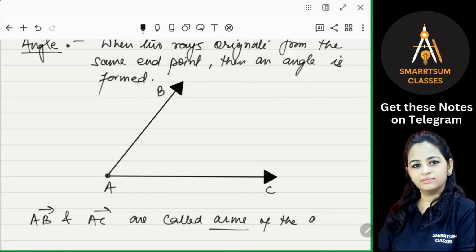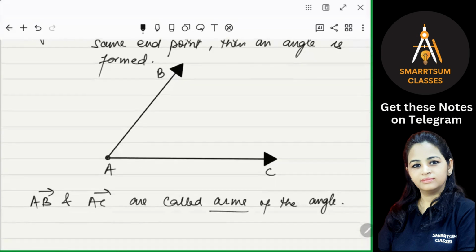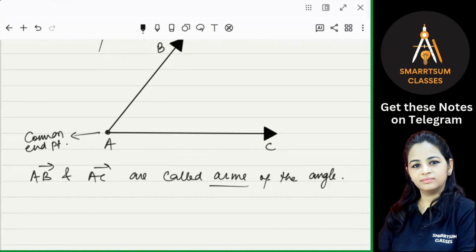Is it clear? And you can see here that they are originated from the same endpoint. What is the endpoint? This is the common endpoint, A. A is the common endpoint. And how do we denote this angle? There is an angle which is formed, you can see here. This is the angle. And how do we denote this angle? This angle is denoted as angle BAC or angle CAB.